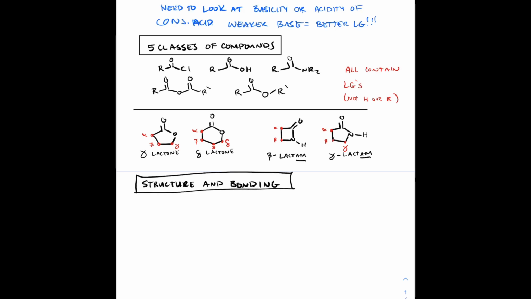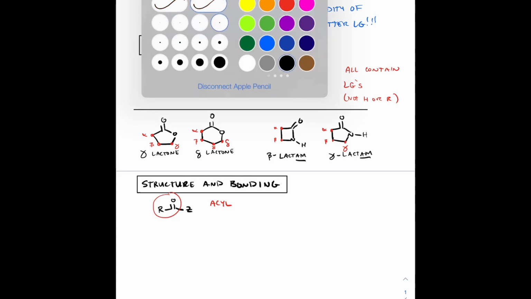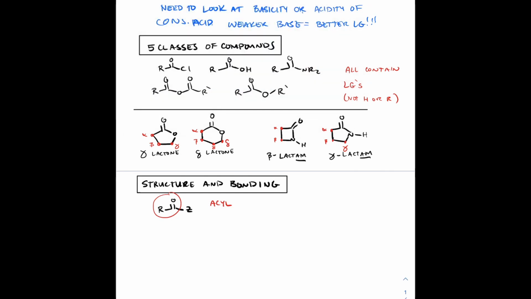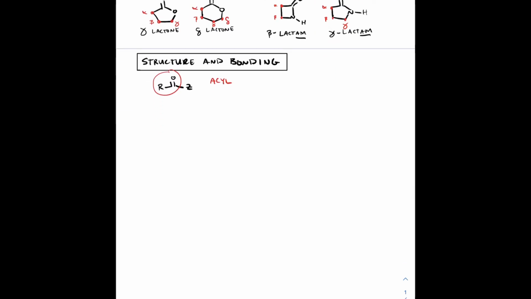So when it comes to structure and bonding for these guys, just a quick little reminder, the structural part of basically the RC double bond O is the acyl group, so that's why we're doing acyl substitution, because we're substituting the Z for something else. So we've got acid chlorides, anhydrides, carboxylic acids, esters, and amides.